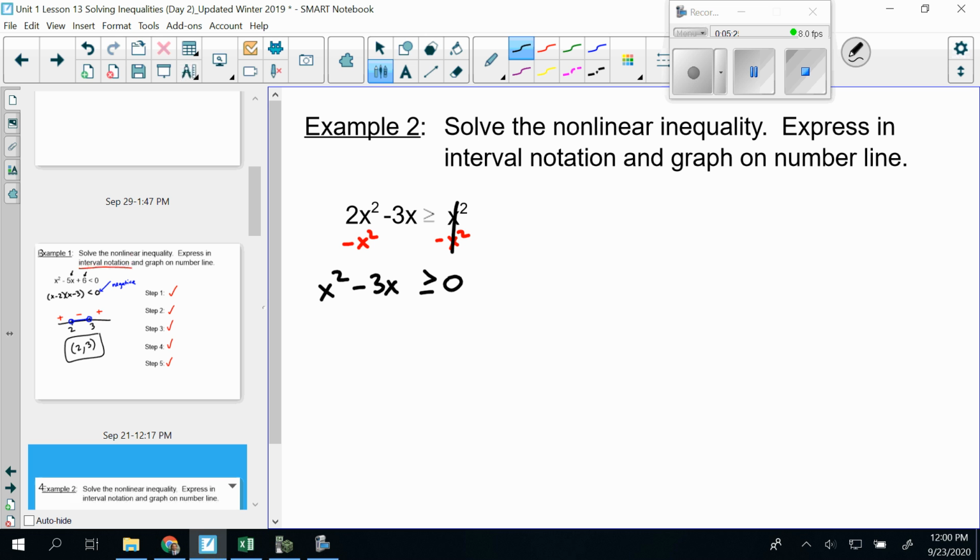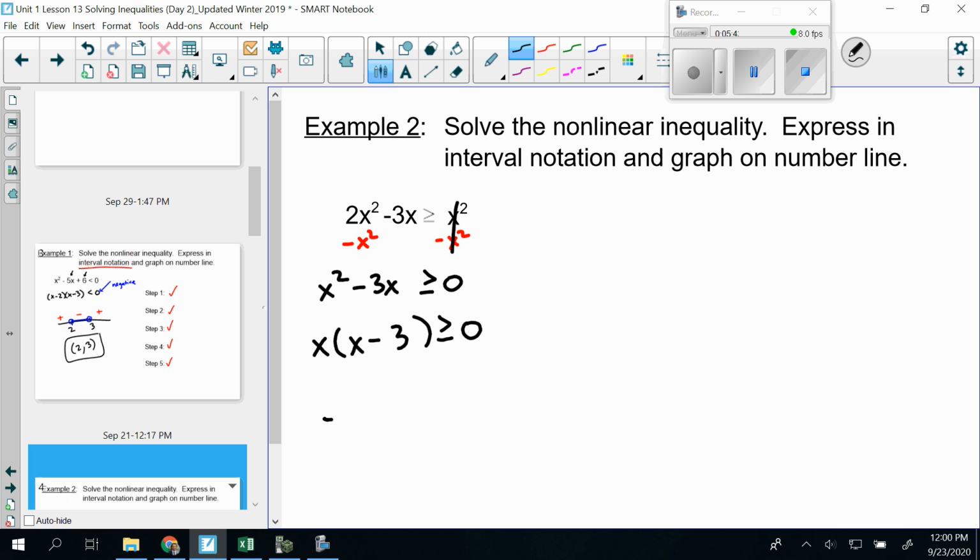Step 2, factor. This is a different type of factoring here. We have a greatest common factor of x we can cancel out. So if we factor out that x, there would be one x left there, and the other one we'd have a 3 left, so x minus 3. So step 2 is done.